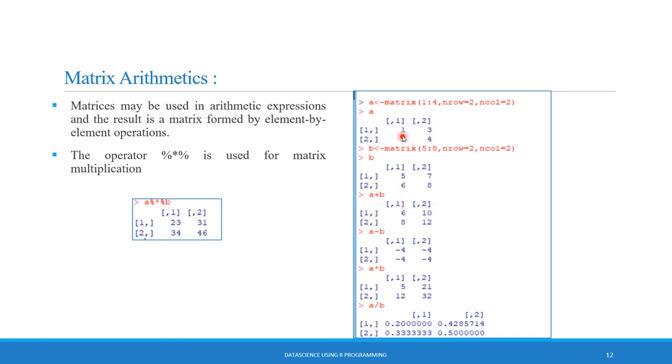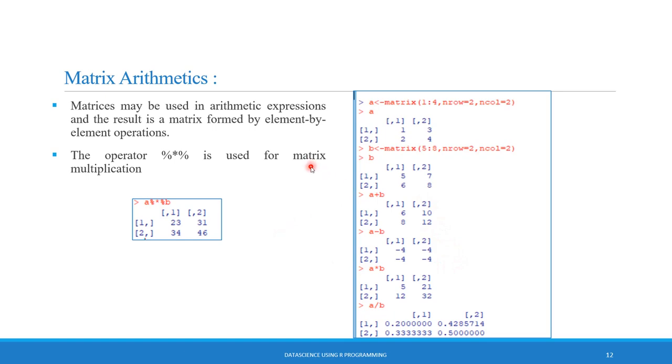One thing to be noted is that here an element by element operation takes place. The first element of A will be added with the first element of B, so we got the output as 6. Similarly, the second element of A will be added with the second element of B, so the result, 7 plus 3, is nothing but 10. Similar operations take place, similarly, even for subtraction, multiplication and division. The same thing happens.